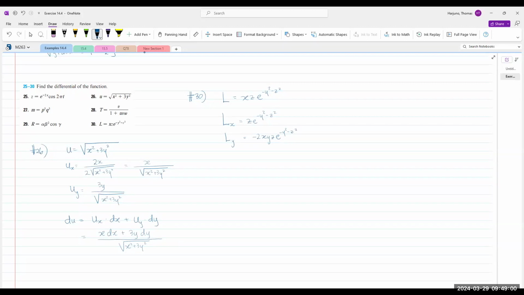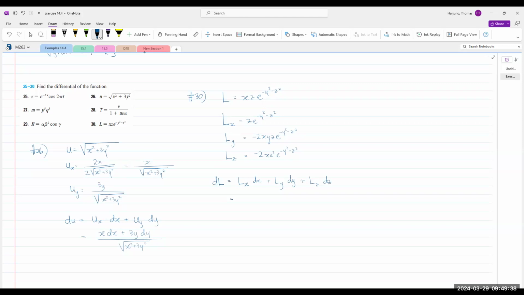Am I okay so far? Partial with respect to z will be the same thing, huh? Negative 2. Oh, no, it's not. Negative 2xz squared e to the negative y squared minus z squared. Okay, so the differential of L will be partial of L with respect to x dx plus partial of L with respect to y dy plus partial of L with respect to z dz.